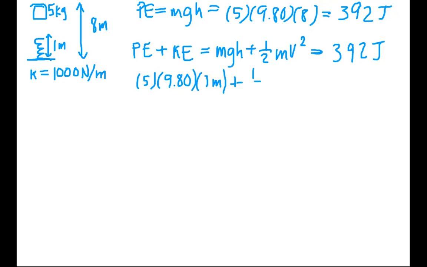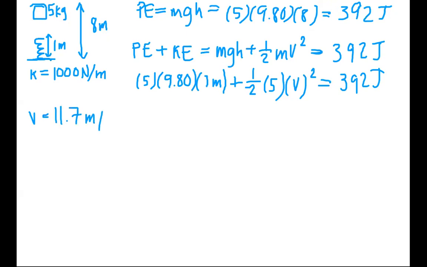And we know that we have 1/2, again, 5 kilograms. And velocity is what we're solving for. And that is all equal to 392 joules. So now we're left with just one unknown variable in that problem. We can rearrange and solve in our calculators. And we get that the velocity when it reaches the spring is equal to 11.7 meters per second. So that's the first part of the problem. Anything to add to that?